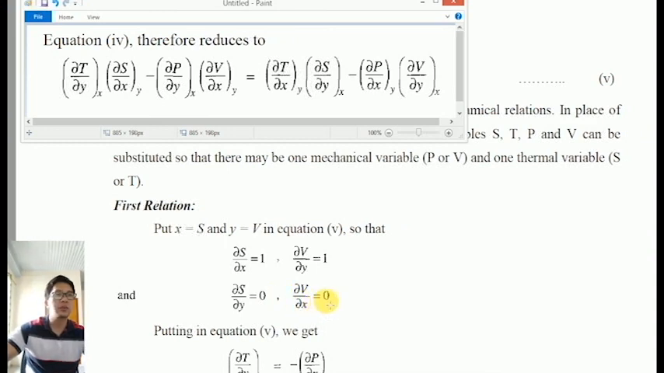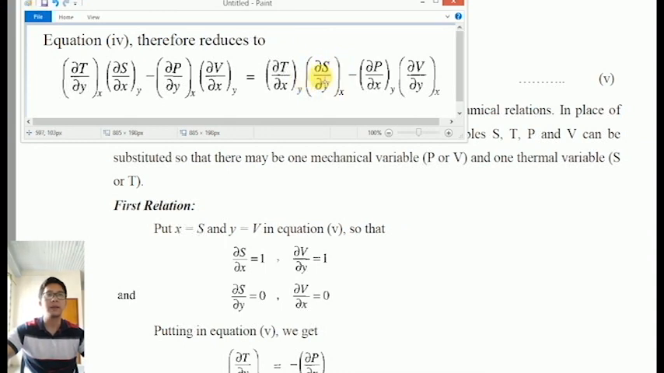You see, in this equation, y equal to V. Here we have del S by del Y, at constant x. Remember this one, at constant x. Constant x means S is constant. Here we have x equal to S, so constant x means at constant S. Constant S means this S is constant, so this differentiation will become 0.